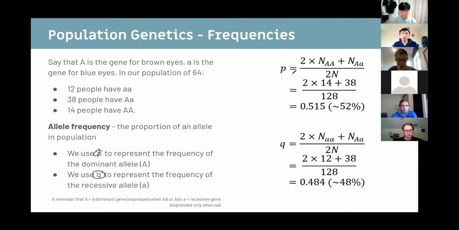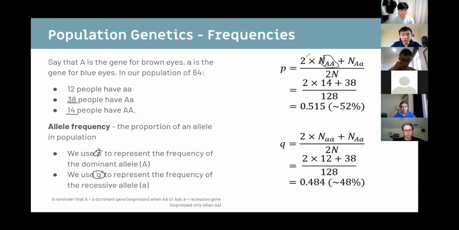So if you look at the equations on our right, P is for our dominant allele, and this N big A here is referring to the number of people who have double big A as their genotype. So that's 14 people here, plus the number of people who have one big A and one little a, which is 38. So you're basically finding the number of big A's in the population.